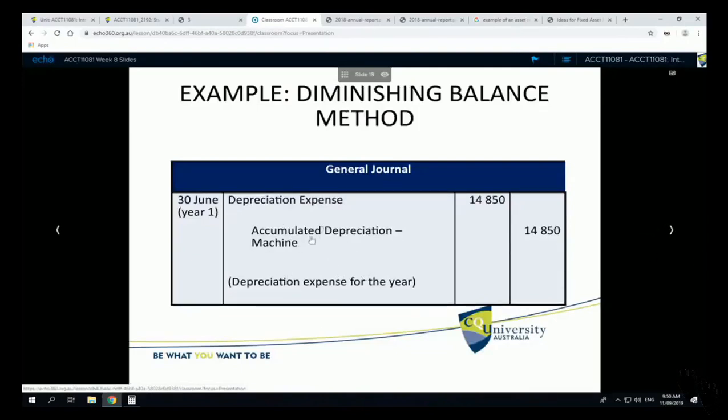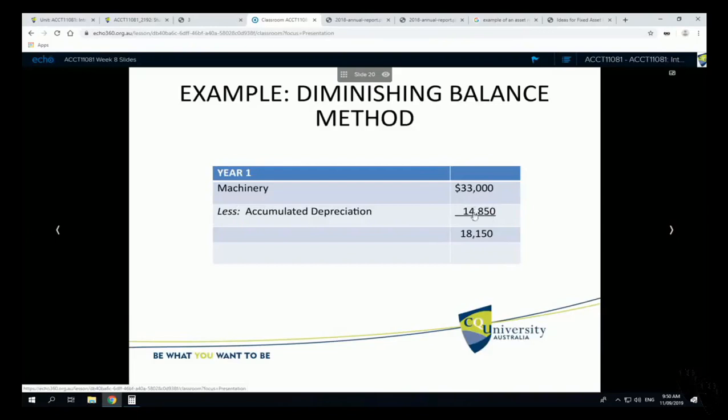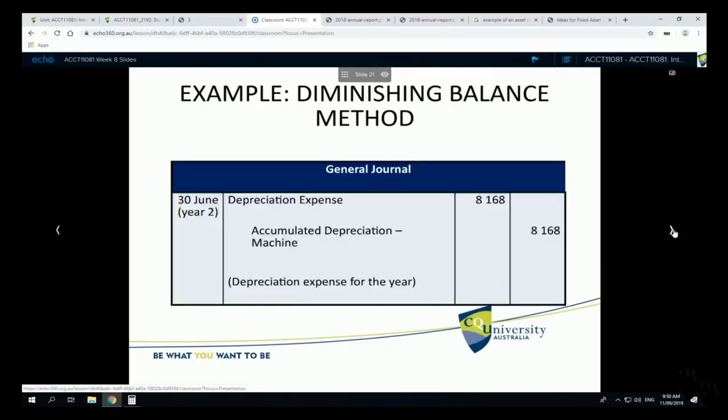So again, year one depreciation was the larger amount when we record it. And on our books, we would see the machine at 33 less the accumulated depreciation for year one. So that gives us our reduced balance. That was the amount we applied our 45% to for year two. Then for year two depreciation, it was only 8,000.